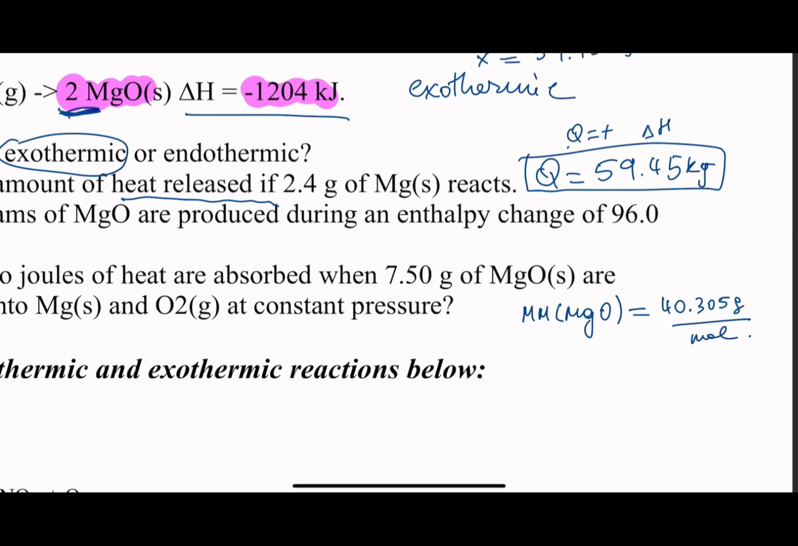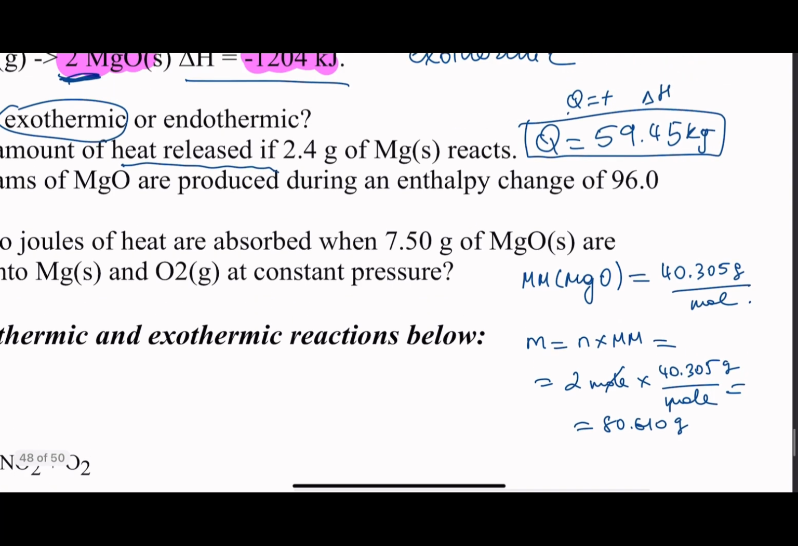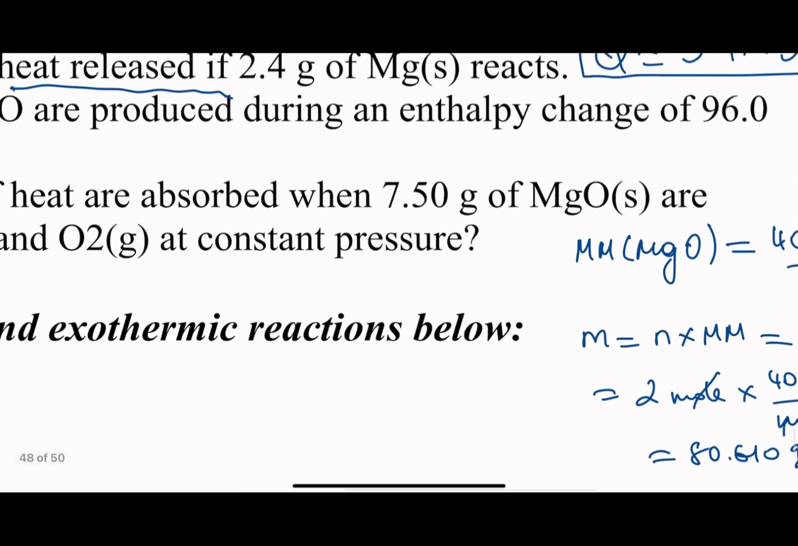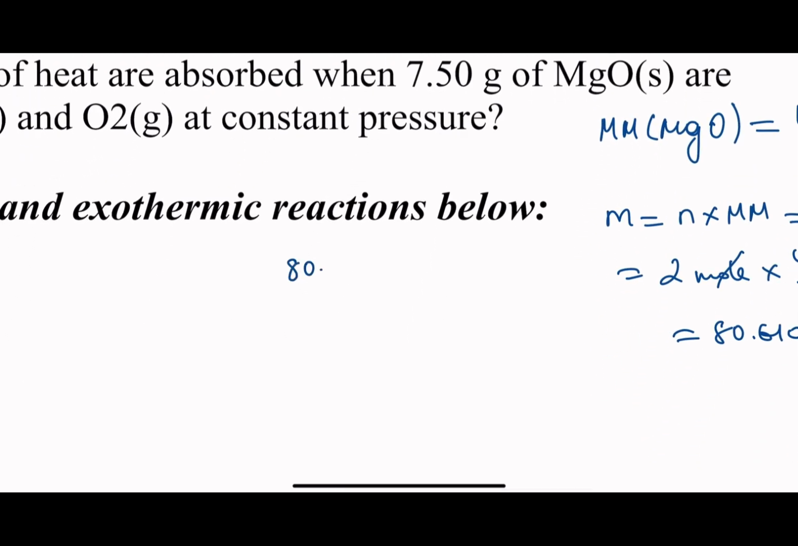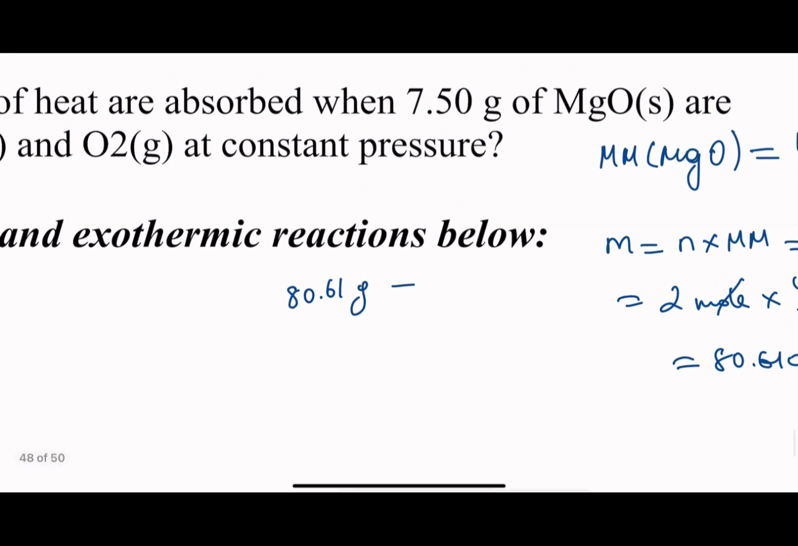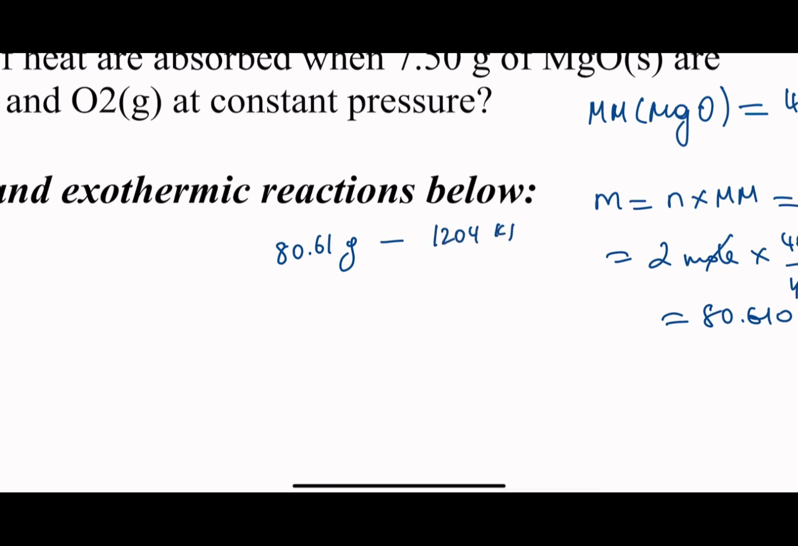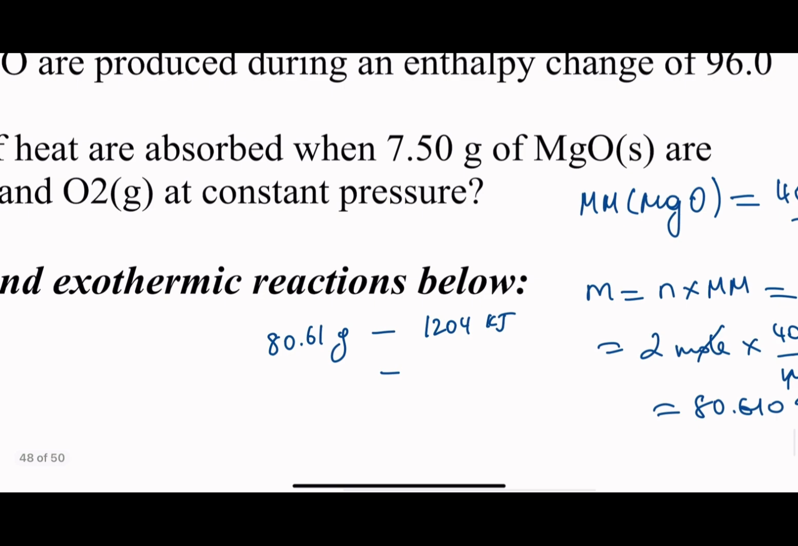And you can find that M equals n multiplied by MM, so 2 moles multiplied by 40.305 gram per mole, mole cancels out. It's going to be 80.61 gram. And then you can see that from here it is telling us that from 80.61 gram you release 1204 kilojoule.